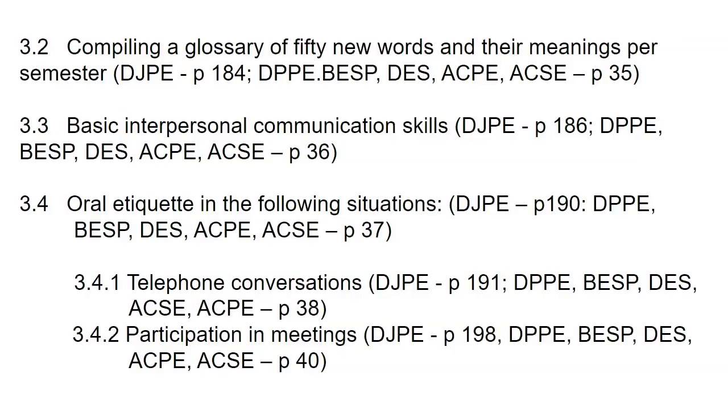Compiling a glossary of 50 new words and their meanings per semester. I wouldn't spend that much time on that one. But if you want to go through it, you will find it on page 183 for the DJPE students, and the others will find it on page 35 in their study guide.